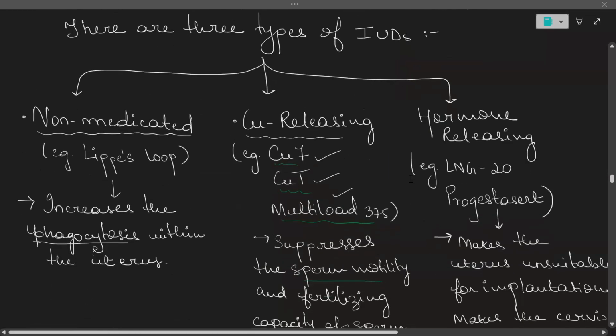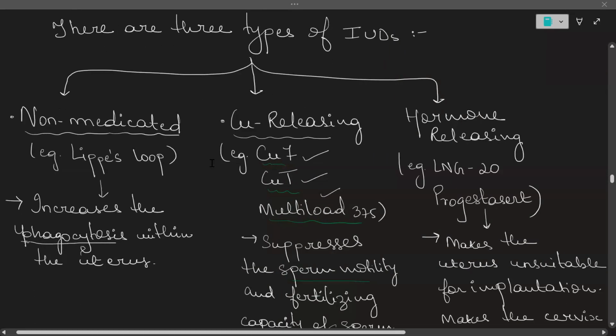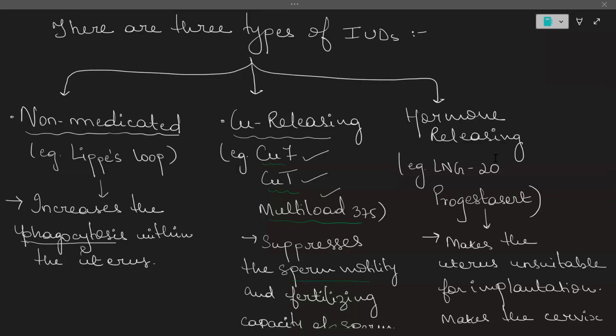Now the intrauterine devices are of three types. Non-medicated, copper releasing, and hormone releasing. Those that are non-medicated, the example is Lippes loop. Here they will not release any sort of chemical, but they will increase the phagocytosis within the uterus. Phagocytosis is basically a process in which as soon as the sperm or the fertilized egg would come, it would kill it.